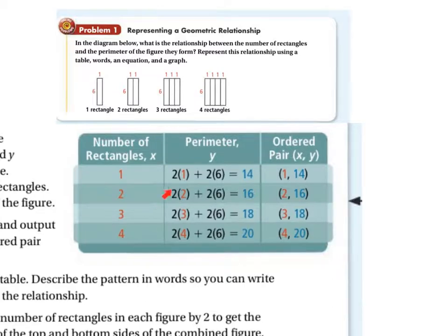So with 1 rectangle, we have 2 times 1 because you have 1 and 1 here, and 2 times 6 because you go 6 and 6, because we're talking perimeter. When I have 2 rectangles, notice that my height stays the same, 6 and 6 there. 2 of those. But the width is now doubled. 3 of them, it triples. So there's a distinct pattern here that we're looking for.